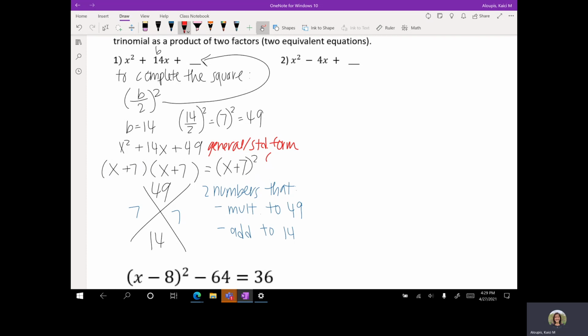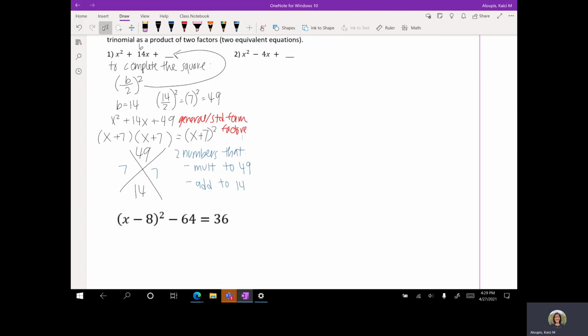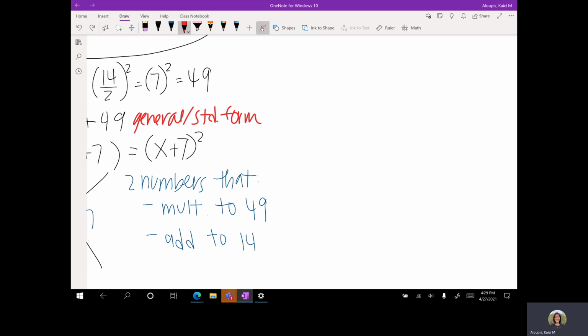And that's the factored form. I don't like that. I want it to be factored form. Sorry. All right.